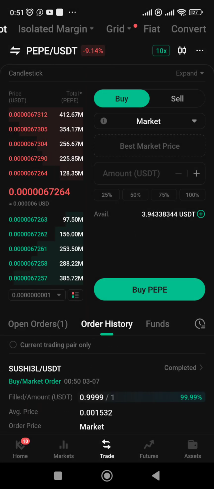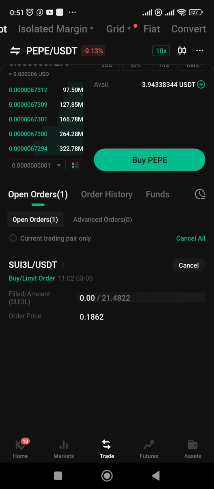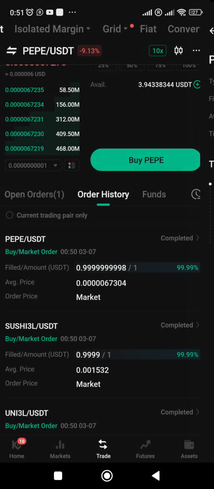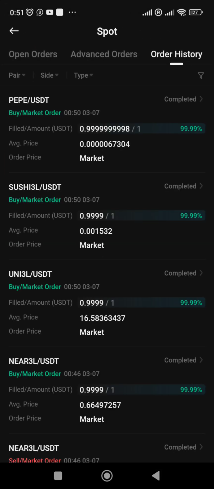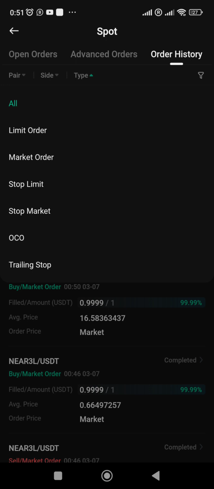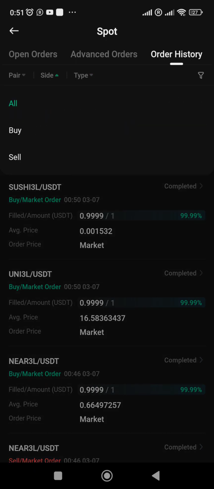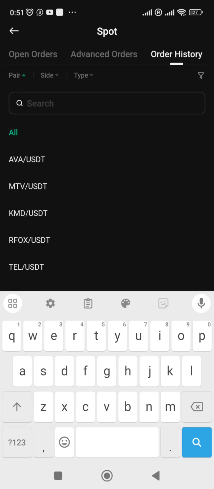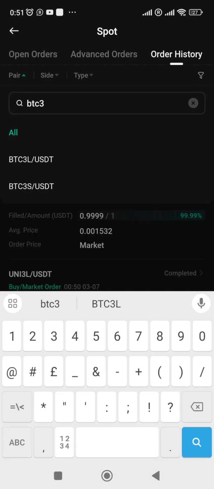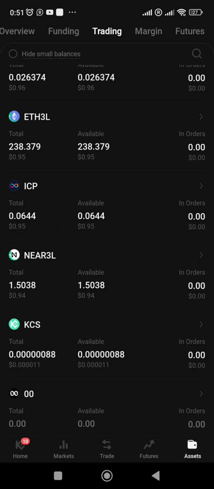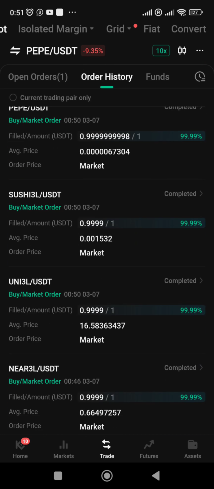And other history you can always check. I just finished buying Pepe, 1 USDT. You can always check the side here too for other history. I can filter 3 months, 1 month, 1 week, completed, cancelled. Can filter the type, limit order, market order, of these, the things you bought and sold. The pair, you can search for a pair, BTC 3L. Alright, just extra.